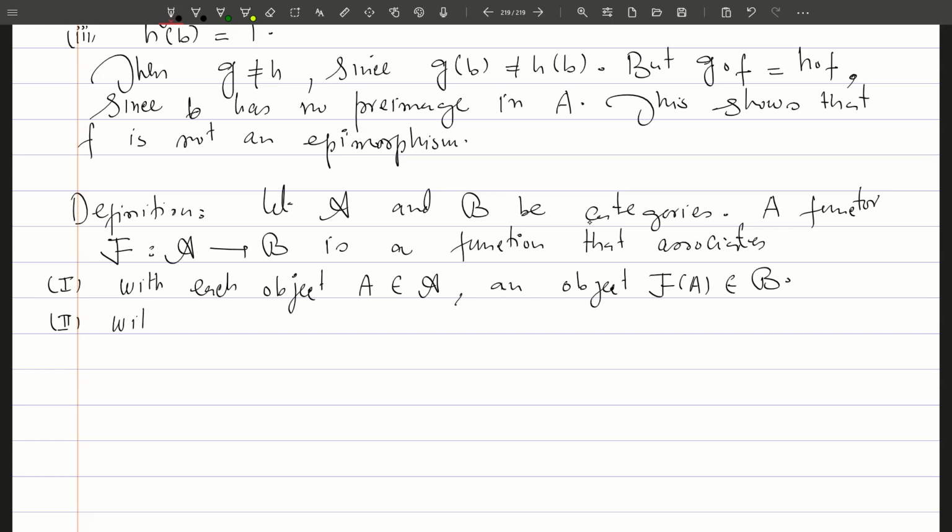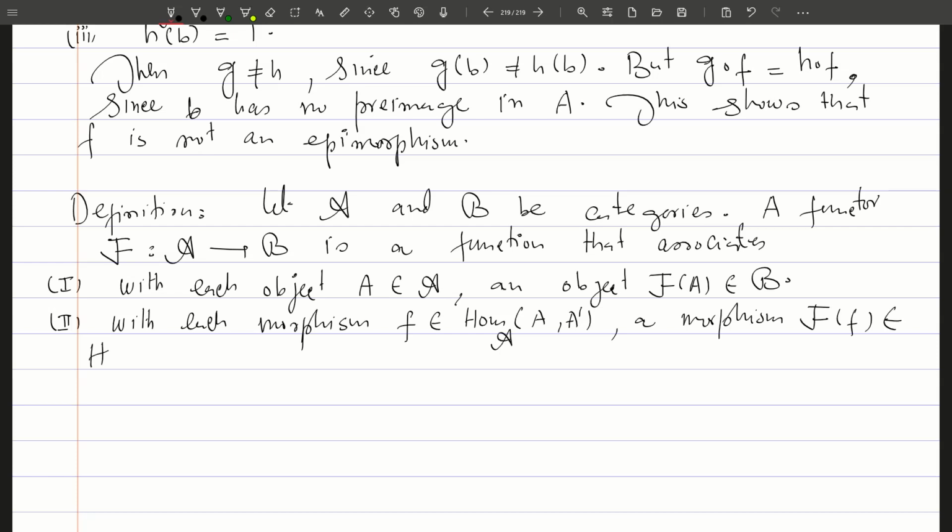So with each morphism, let us suppose the morphism is f, which is from the object A to A prime in the category A, this functor F assigns this little f a morphism. Let us denote that by F(f). So this morphism is between the objects F(A) and F(A prime). So this happens in the category B. So now this functor is subject to the following conditions.